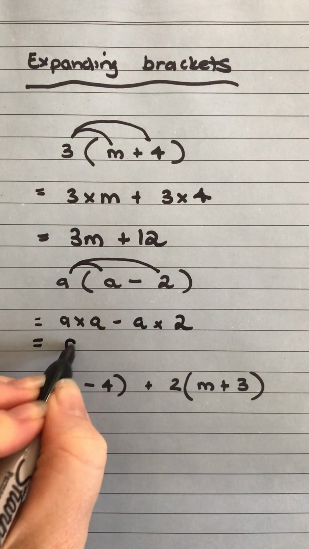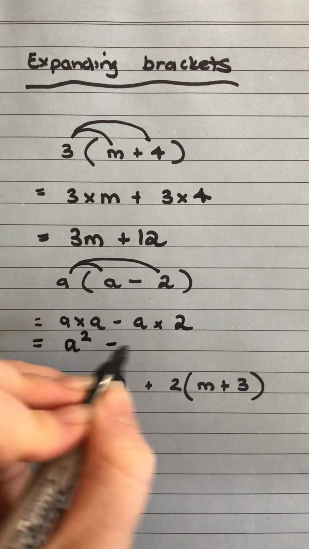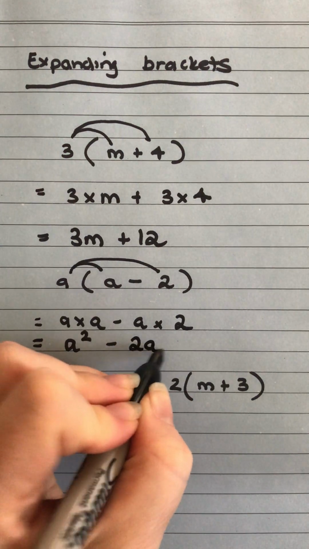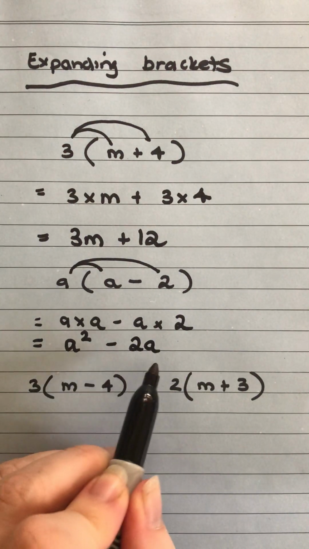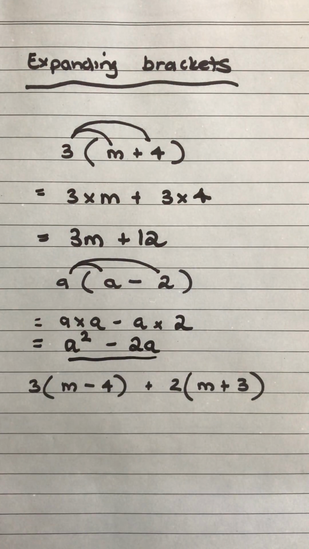When we do a times a, we get a squared. And when we do a times 2, we get 2a. So we end up with a squared minus 2a as our answer.